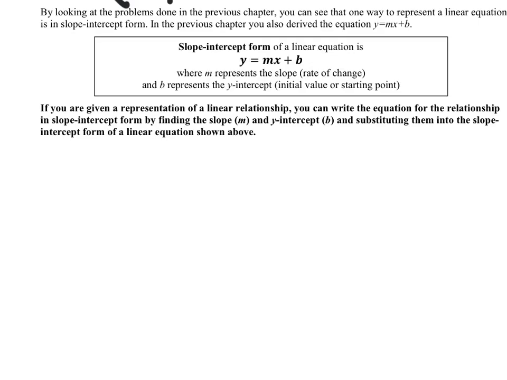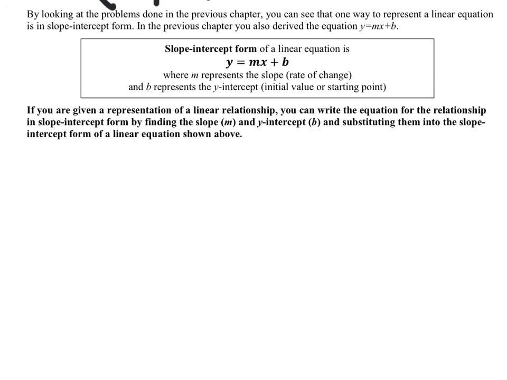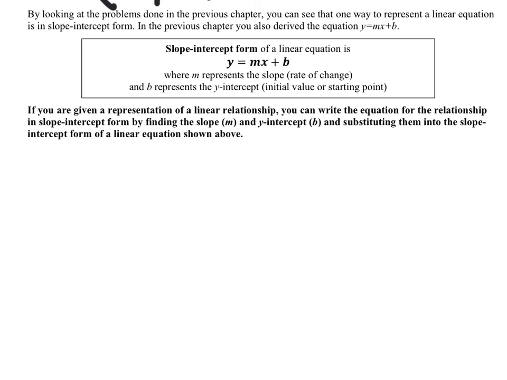By looking at the problems done in the previous chapter, you can see that one way to represent a linear equation is in slope-intercept form. In the previous chapter, you also derived the equation y equals mx plus b. That is slope-intercept form. Bam.